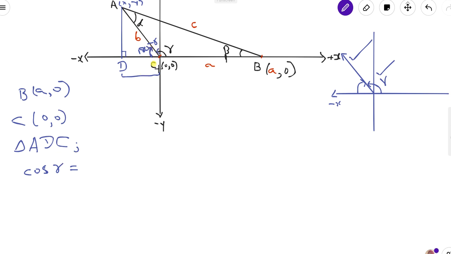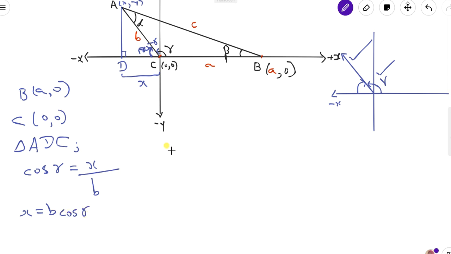instead of the anti-clockwise angle. So that's it. So we know that the cosine equals the adjacent side, which is our x, or which is our CD, upon the hypotenuse, which is our b. So we come to know that the x coordinate equals b cos gamma.